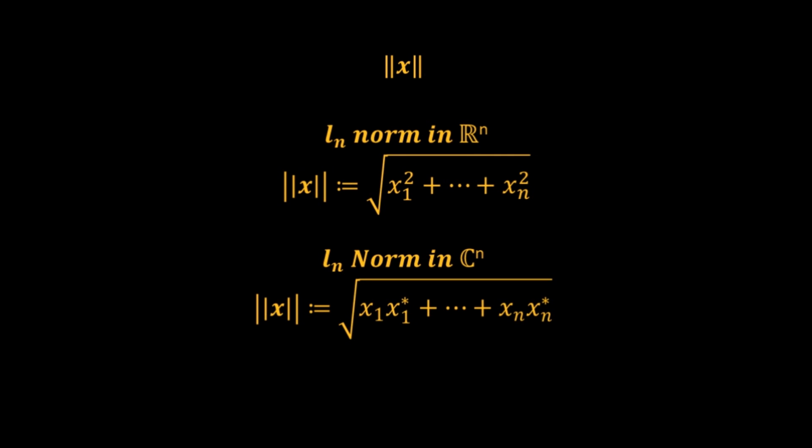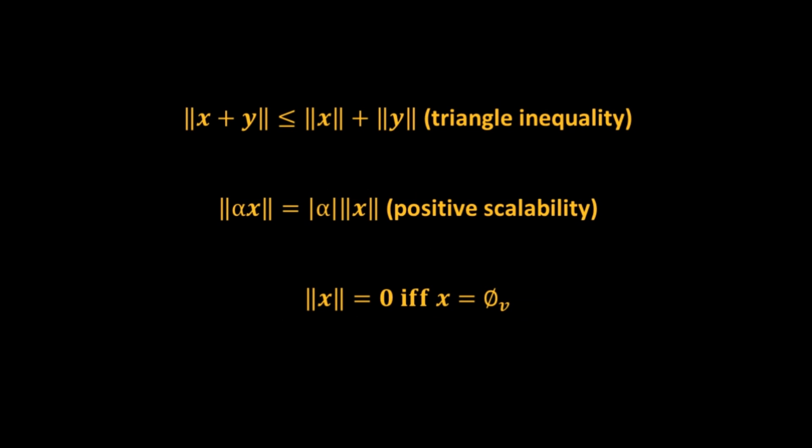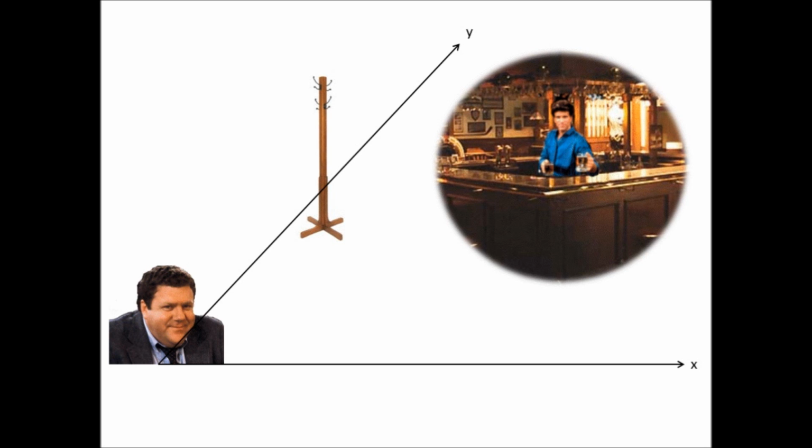L2 norms also exist in the vector space Cn. Here, the norm equals the square root of the sum of the products of each element and its complex conjugate. In order for a norm to be valid, it must satisfy the three properties shown here. In order to demonstrate these properties, we have created a simple example in R2.